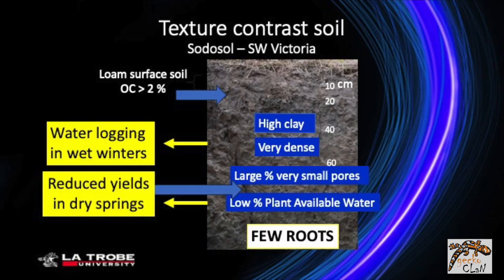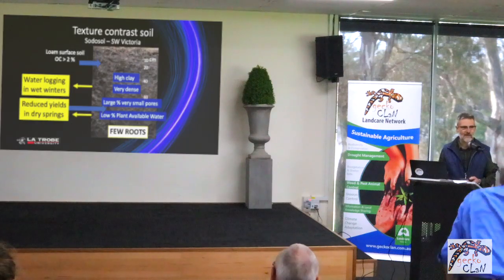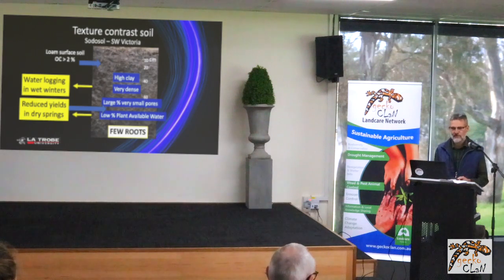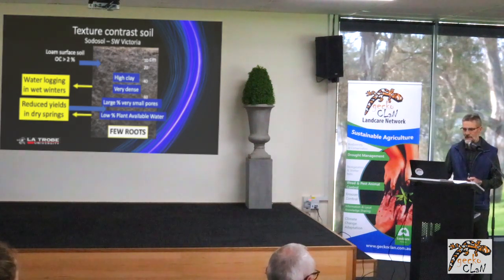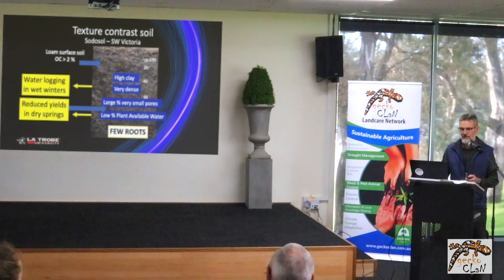Right, so what does a texture contrast soil look like? Typically, it's a bit dark for you guys, but look, we've got a loam surface soil. It could be sandy loam or silty loam. In this part of the world, they're probably more sandy loams over a high clay content subsoil. And this is a particular sodasol up at Benalla, so the subsoil is sodic.